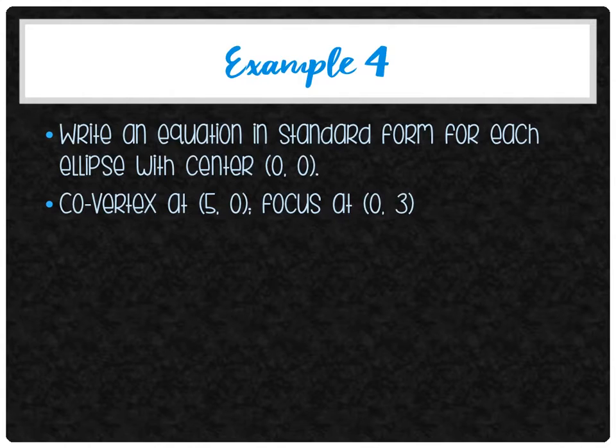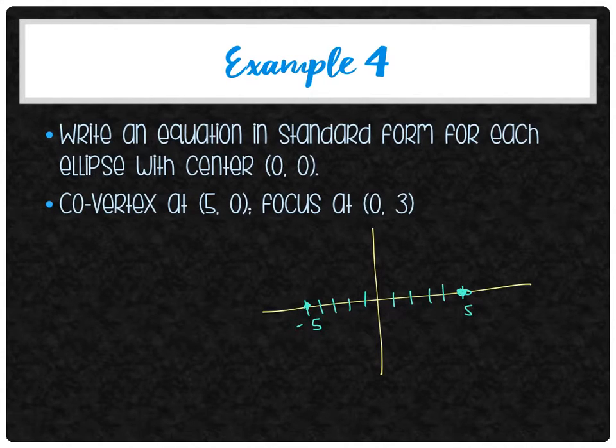Okay, same set of directions, write an equation in standard form for each ellipse with center at 0, 0. This time they give you the co-vertex at 5, 0. So 1, 2, 3, 4, 5. Here's a co-vertex, which means the other one, 1, 2, 3, 4, 5, would be at negative 5. What letter does that 5 represent? This is B, co-vertex is a B, and the focus is at 0, 3. What letter is that? C. So 0, 3, 1, 2, 3. It's going to be up here. All those things already tell you what kind of ellipse this is, which is what? Vertical. Okay, so I know the A is going under the Y.